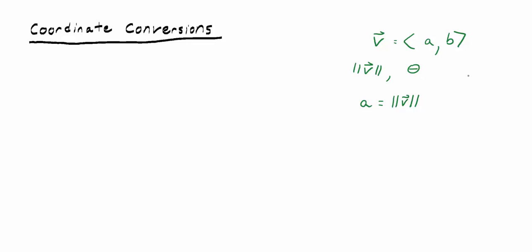It is cosine. It just comes from SOHCAHTOA. So the horizontal component is magnitude V cosine theta. The vertical component, magnitude V sine theta.